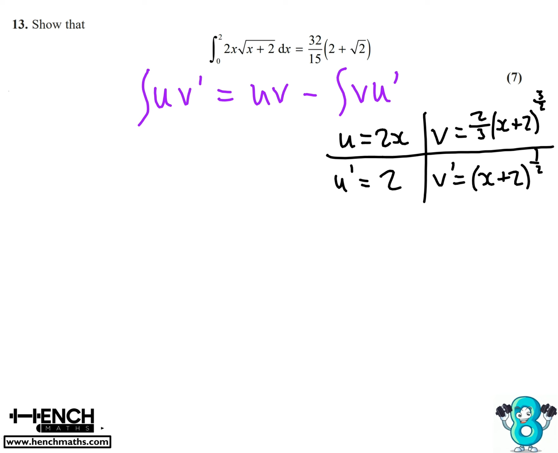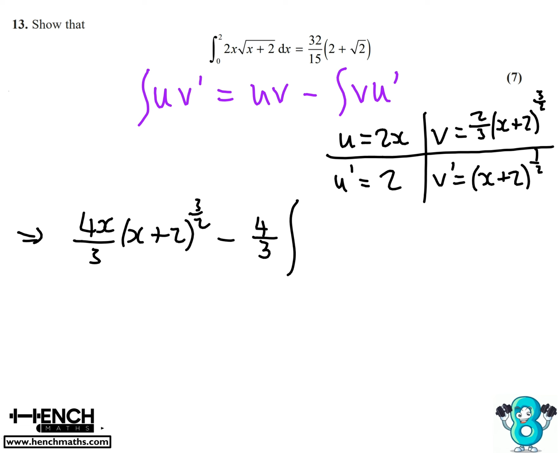So we can now put it all into our formula. So the integral is going to become uv, so 2x multiplied by 2/3. So that's going to be 4x over 3 multiplied by x plus 2 to the power of 3 over 2. Subtract v multiplied by u dash, so 2/3 times by 2. I'm actually going to take that out the front. So 2/3 times by 2 is 4/3. And then the integral of x plus 2 to the power of 3 over 2 dx. And don't forget we've got these limits 2 and 0.